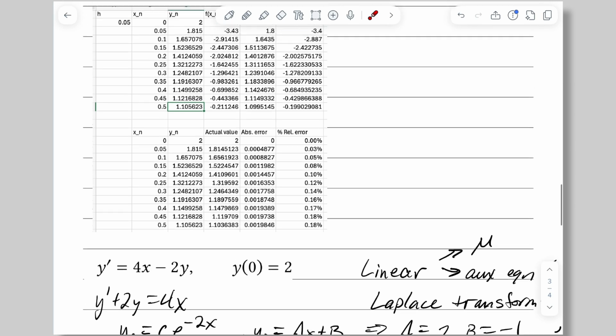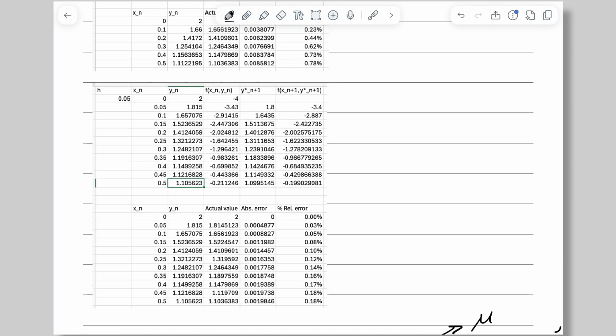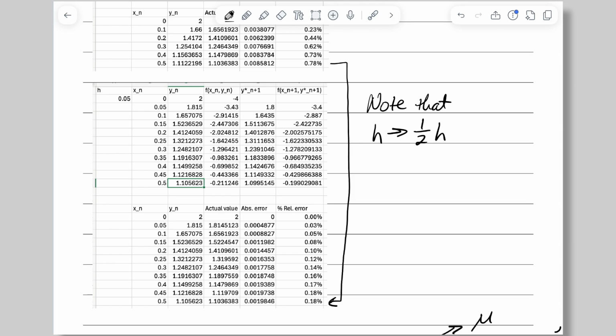I've dropped screenshots of that spreadsheet work into these notes here because I want to point something out. Those errors were about 0.78% and then 0.18%. So we're going to note that when h is cut in half, so h becomes 1/2 h, that gives an error that gets cut by approximately 1/4. That's an illustration that error is big O h squared.